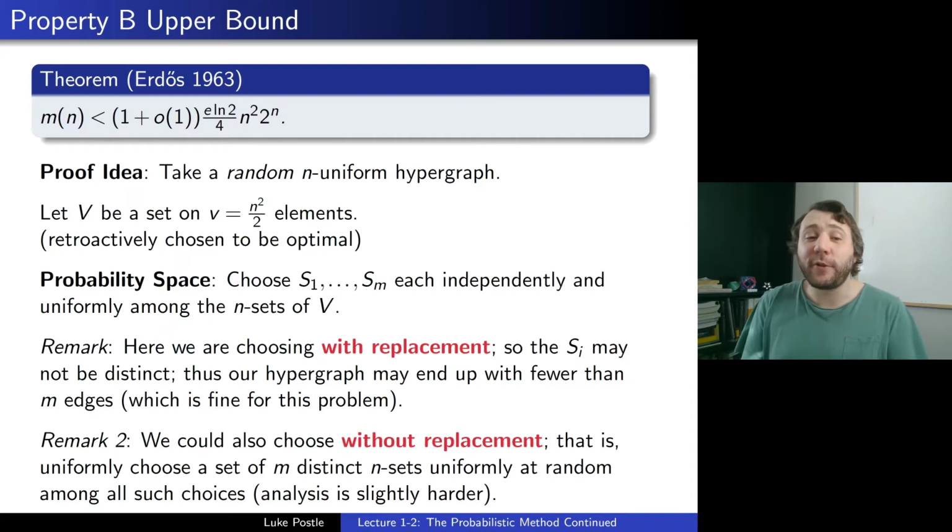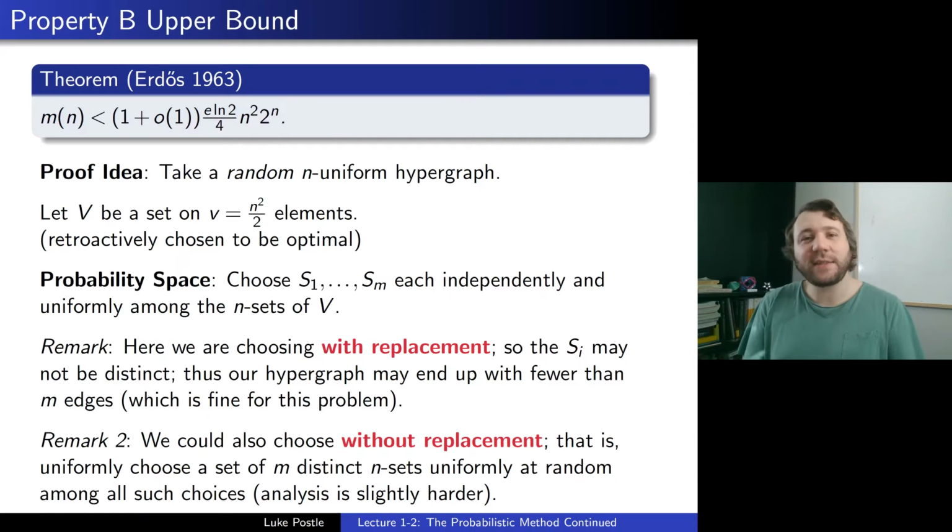And you do this uniformly at random among all such choices. So among all the V choose n sets of V, we choose a set of m of them at random. And that could work too, and we'll point out in the proof where this alternate version would come in. The issue is the analysis is slightly harder. Now, if that is what we in fact required, then we would do it that way. Here, since we're happy with fewer edges in the outcome, we'll do it with replacement instead.